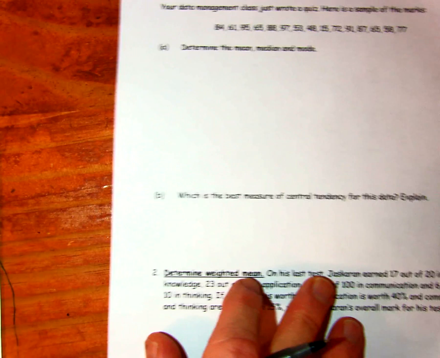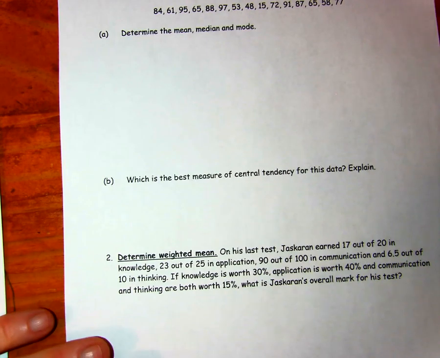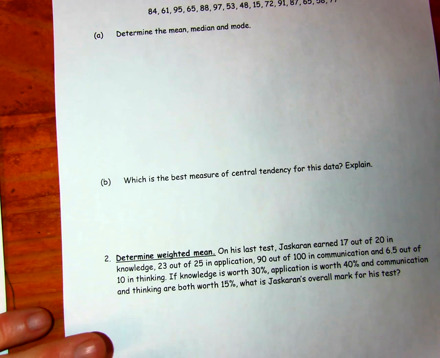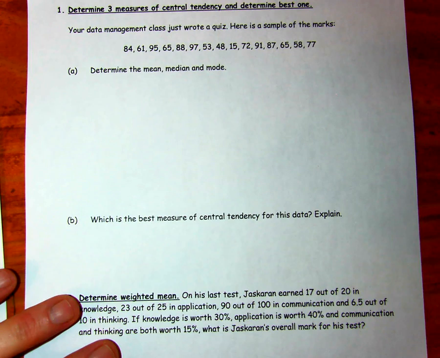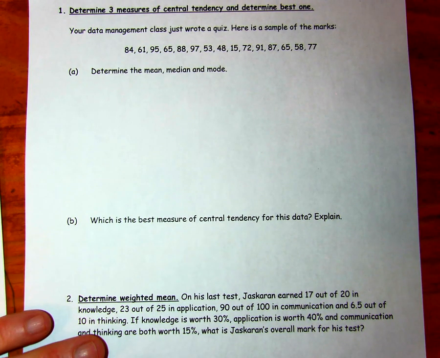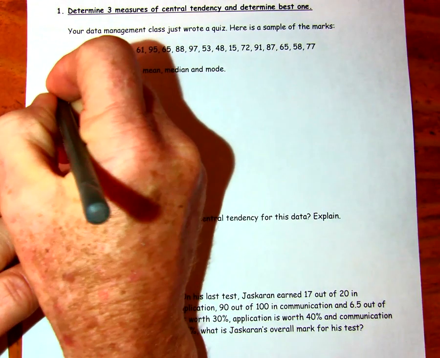Okay. All right. Let's do some very simple calculations. The data management class has just written a quiz. Here are a sample of the marks. Determine the mean, median, and mode. And so that's pretty easy to do. Here's the formula for the mean.